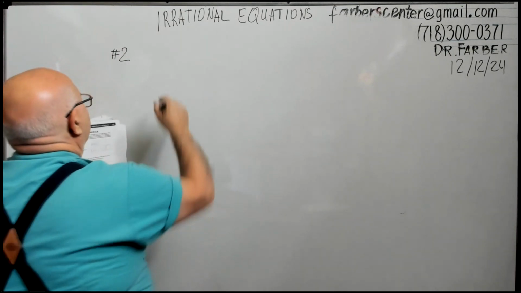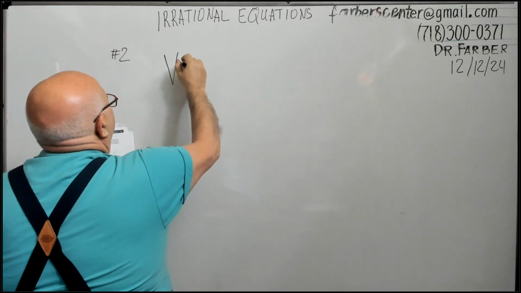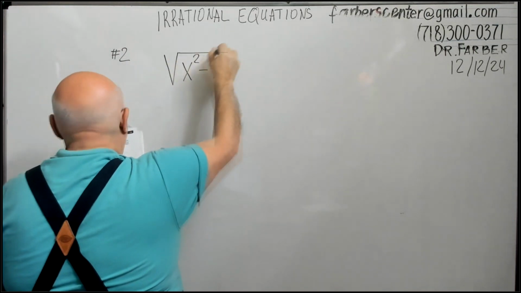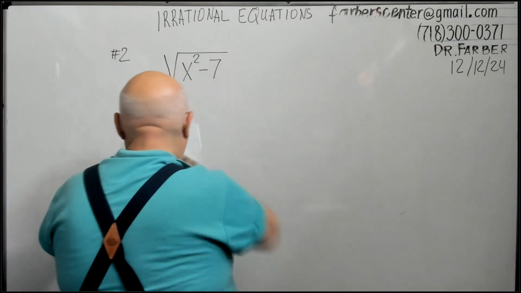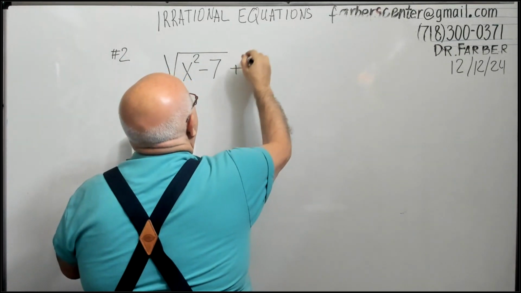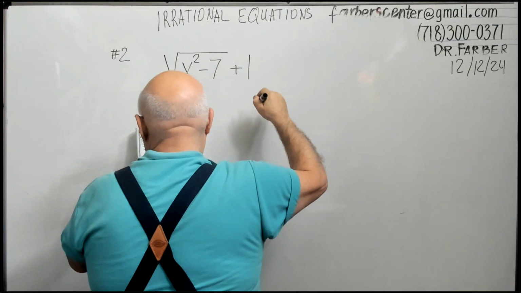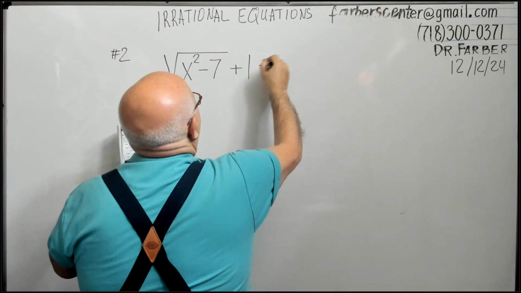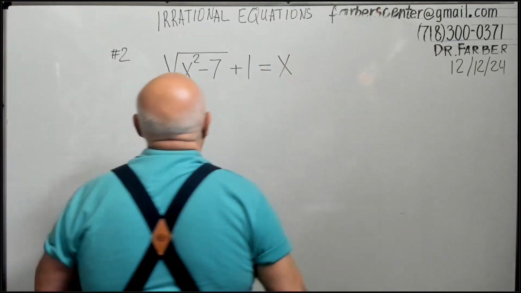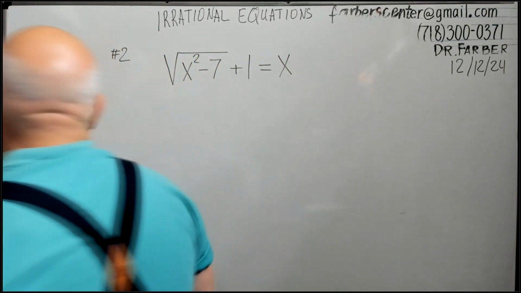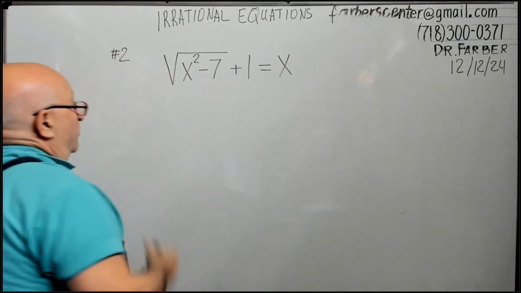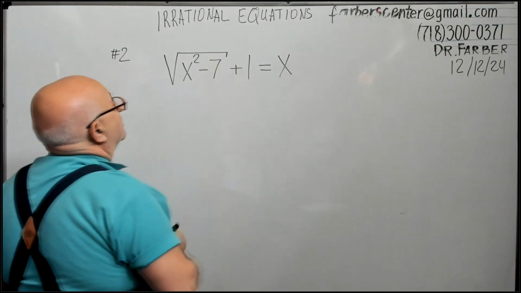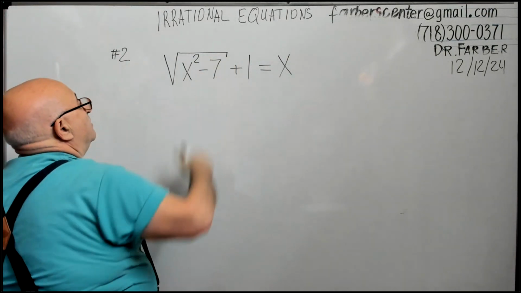Okay, square root of x squared minus 7 plus 1 equals to x. Okay. Again, what we did previously, this, how you name it, close. It's like log. We close this one to show this finished.